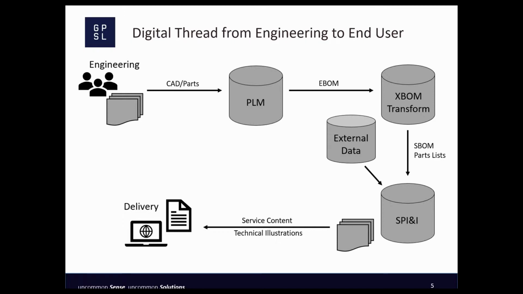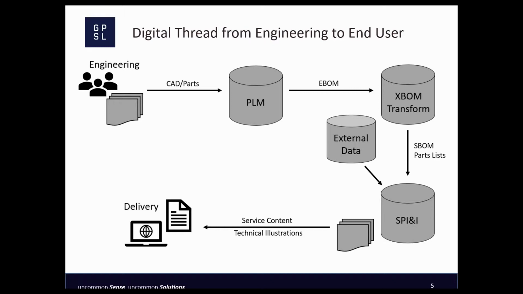At this point, we can also generate parts lists from the engineering data. From the service bill of materials, we can associate the actual downstream content, service content, technical illustrations, training content, any of these downstream artifacts with the parts. This creates an impact chain where for each part we can see the impact on downstream content. We can perform impact analysis to see how much a design change costs downstream.